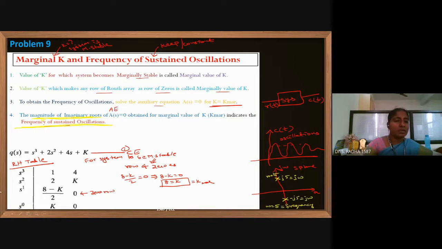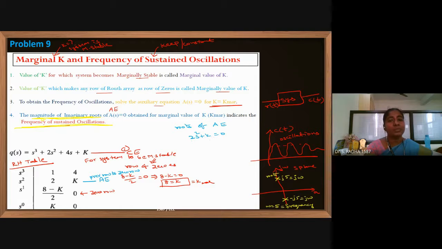Now, point number 4, after finding k value, what we have to do? Calculate the imaginary roots. How will we calculate? The previous row to the 0 row is called the auxiliary equation. We will find the roots of the auxiliary equation. So now this is 2 into s square plus k equal to 0.